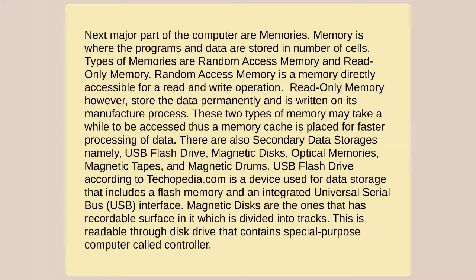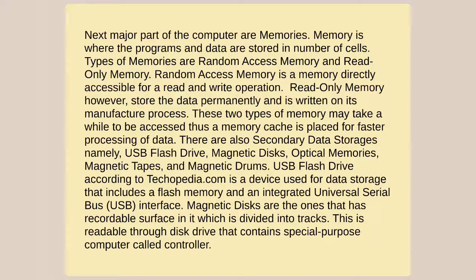The next major part of the computer is memory. Memory is where the programs and data are stored in numbers of cells. Types of memories are random access memory and read-only memory. Random access memory is directly accessible for read and write operations. Read-only memory, however, stores the data permanently and is written during its manufacturing process.